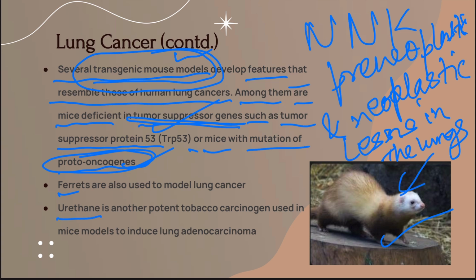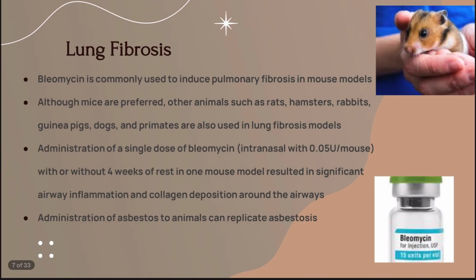Next, we have urethane, which is another potent tobacco carcinogen which is used to induce lung cancer in mouse models. That is basically lung adenocarcinoma. So collectively, these studies show that mouse models can be used to investigate genetic mechanisms and also to discover drugs for lung cancer. Now let's come to the next condition, that is lung fibrosis.